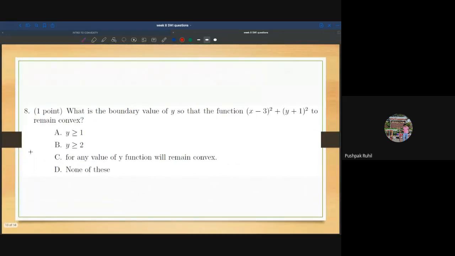Okay, so the next question is, what is the boundary value of phi so that the function remains convex? For what value of y would this function remain convex? Give me 2-3 minutes. I'll go drink water. By the time, please try to solve it.